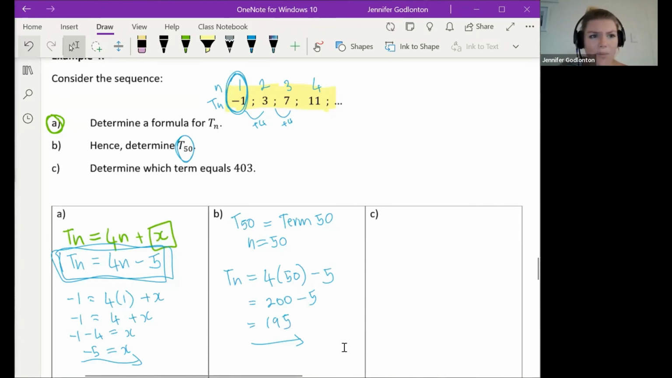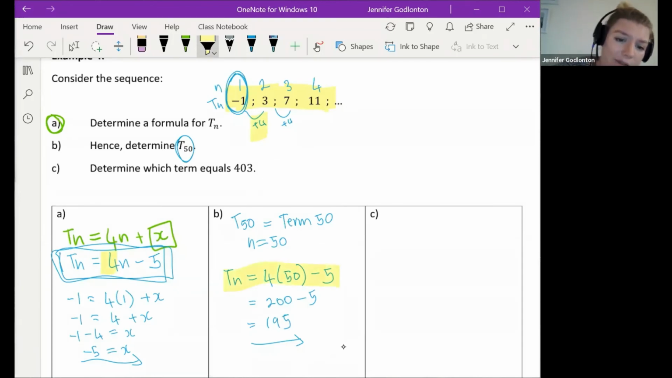Nolly, can I help? Ma'am, can you see the Tn is equal to 4? Where did we get that 4? That 4 came from being this constant difference over here. That's this 4 over here, because this formula is this formula. Oh, okay, thank you. Okay, cool.